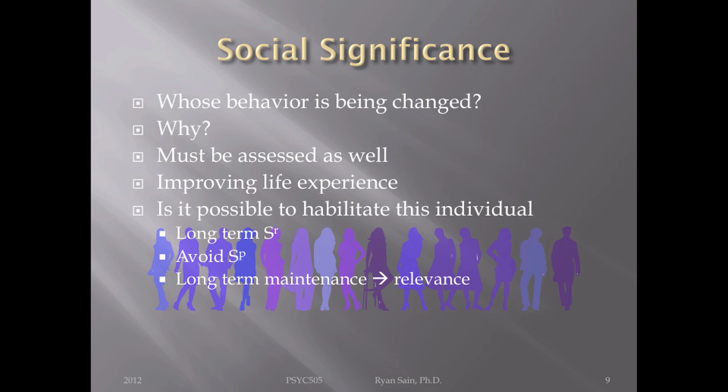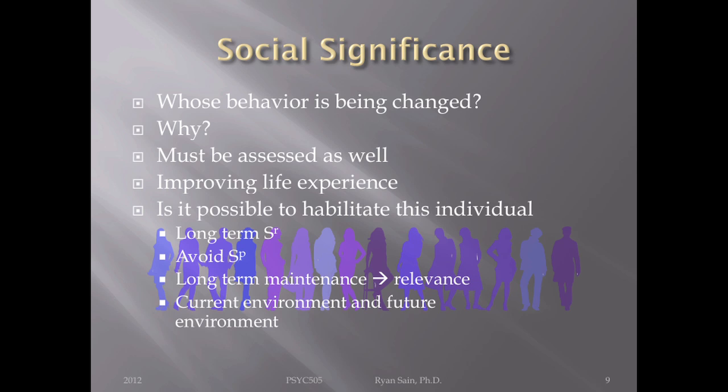Long-term maintenance is going to lead us to relevance. Are we going to be able to maintain this behavior in a long-term setting? If so, then it becomes relevant. If not, then we have a particular problem. Can we get the behavior fixed in the current environment? Yes. Can we get it fixed in the future environment? No. Oops. Well, maybe you're in trouble then. Maybe it's not possible to habilitate them.